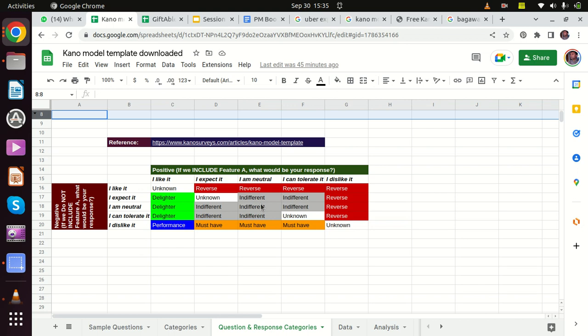That's something that you've got to keep in mind. All right, so by now we have covered all the categories. How do we decipher or discover performance features? How do we discover delighter features? How do we discover must-have features? How do we discover reverse features? And with this video, we have also looked at the indifferent features.